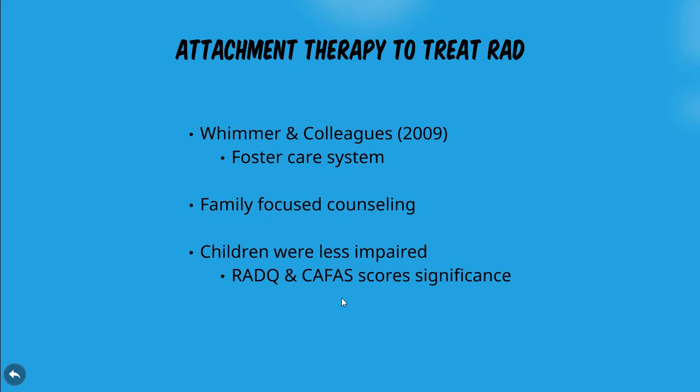So looking at this study, it was a one-group pre-test, post-test design done by Wimmer and colleagues, and they were specifically looking at attachment therapy to treat RAD among children in the foster care system. So one thing with RAD, according to the DSM-5, is that a lot of children in the foster care system tend to be diagnosed with RAD. And so they used attachment therapy. They were using it in a family-focused counseling kind of way.